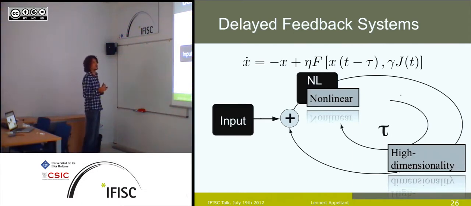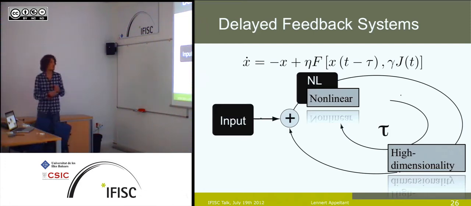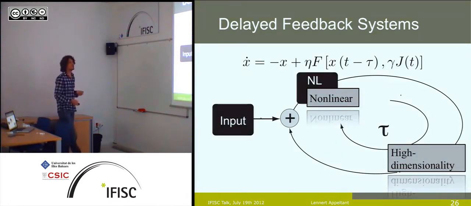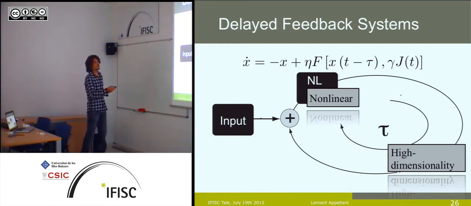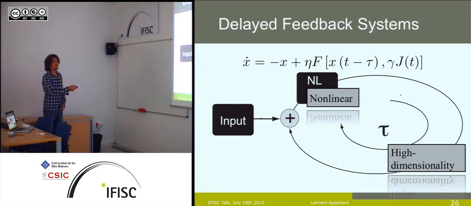And what I show you here is the general equation of the delayed feedback systems that we use. So we used a damping term, then we have our feedback strength eta, and then a certain nonlinear function represented by this nonlinear node, in which we have the feedback signal, and we have our input J that is scaled with a certain parameter gamma.